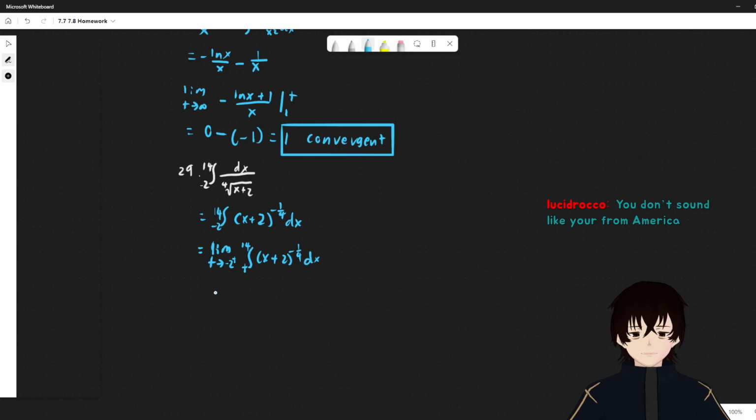Now, the integral of that is going to be equal to the limit as t approaches -2 from the right of 4/3 (x+2)^(3/4).